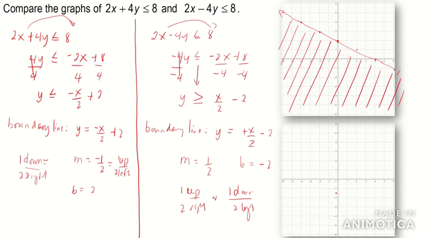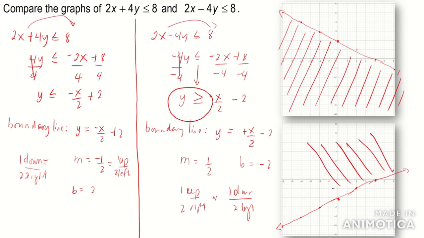Let's plot first the y-intercept, which is negative 2. Then we have 1 up, 2 to the right, and then down 1, 2 units to the left. Since we have here greater than or equal to, we have a solid line in which the shaded region is found on the upper part of the boundary line.